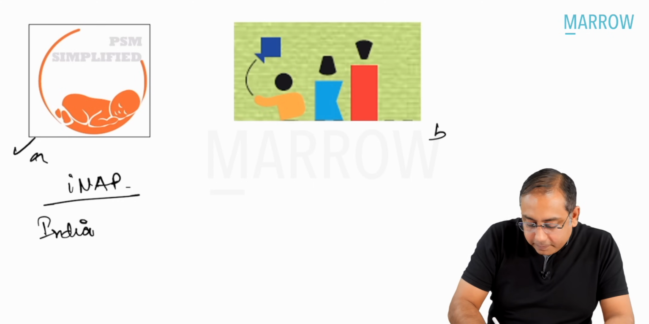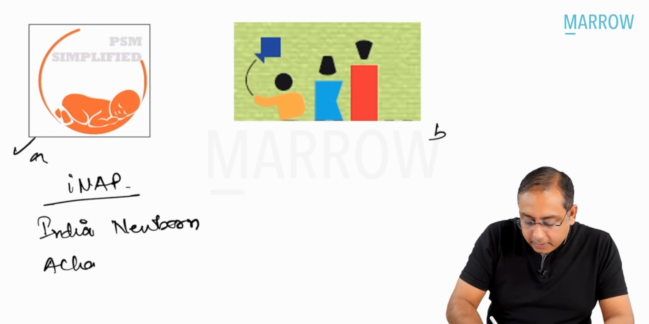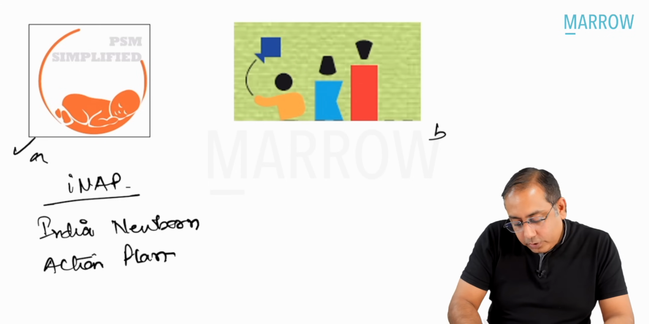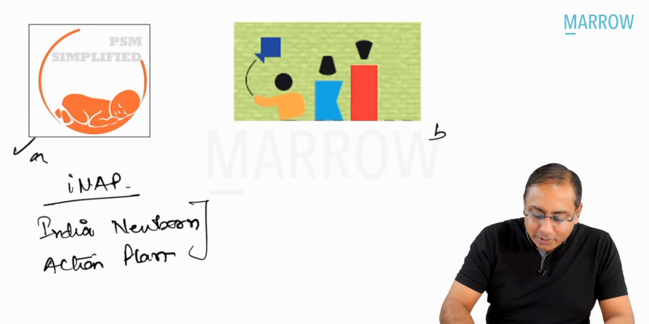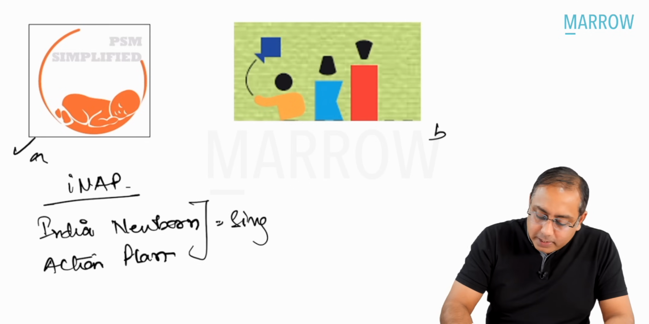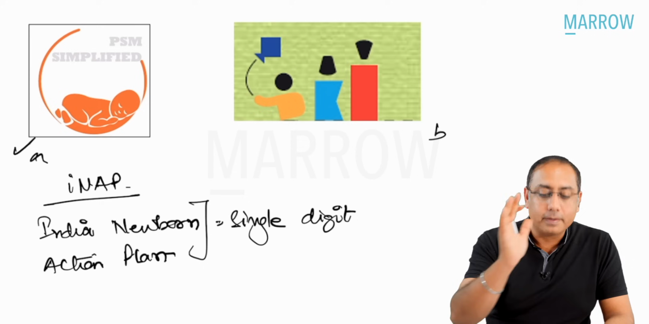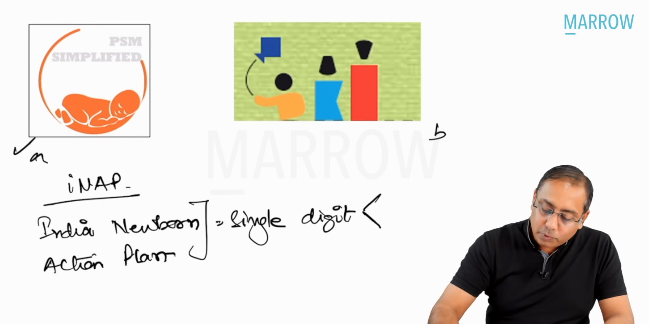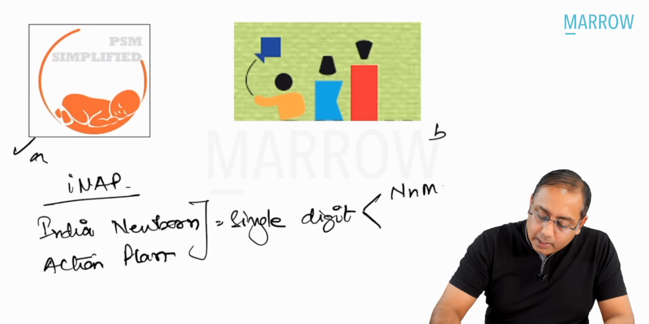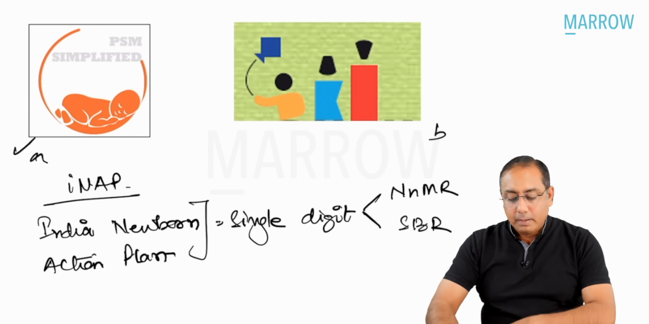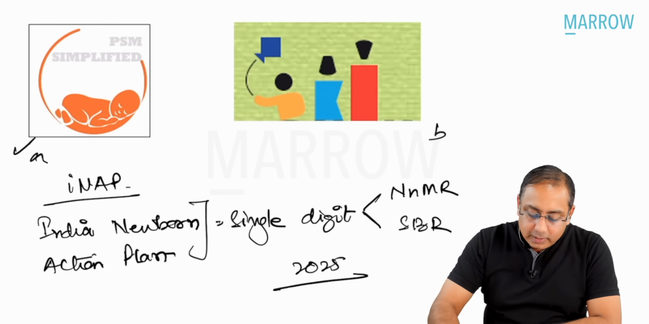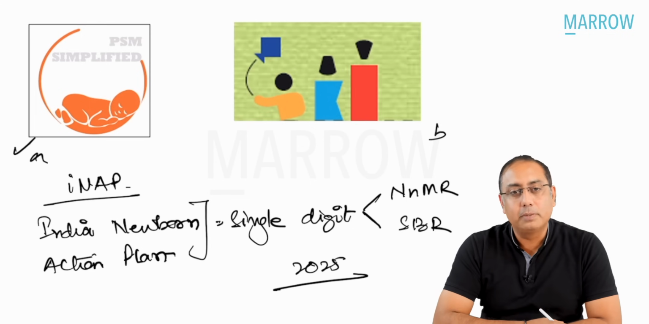India Newborn Action Plan. Only 2 things you need to remember in the India Newborn Action Plan. That is, we want a single digit. What do you mean by single digit? Obviously, it should be less than 10. We want single digit in 2 things. What 2 things? Neonatal mortality rate should be less than 10 and the stillbirth rate should be less than 10 by year 2025. This is the India Newborn Action Plan.